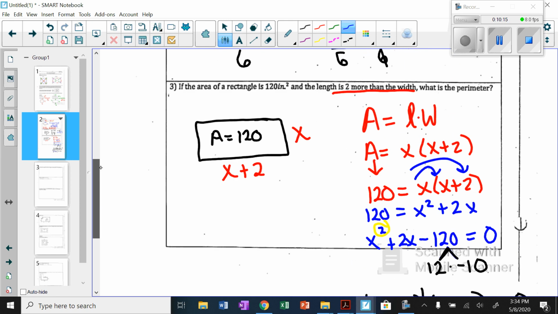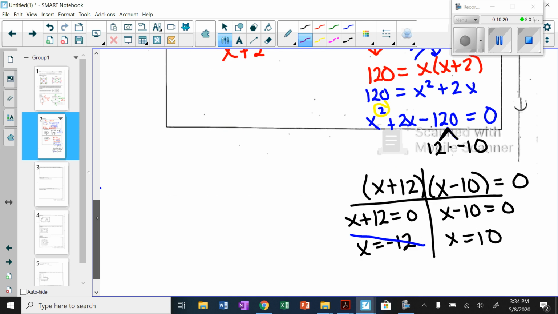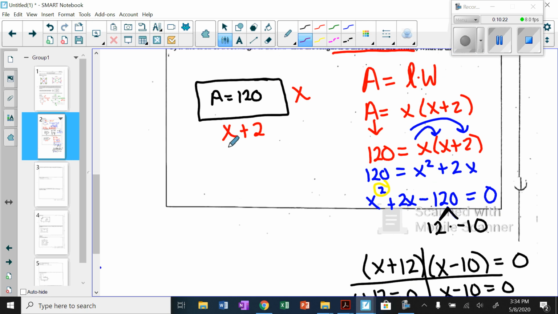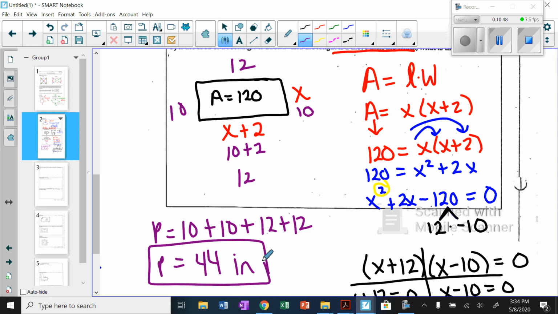And now let's go back and find the perimeter. Okay, so we know the length is going to be 10 plus 2, which is 12. And the width is x, which is just 10. So the left and right are 10, top and bottom are 12. Perimeter is going to be 10 plus 10 plus 12 plus 12. And if we add that all up, we are going to get 44 inches. Now, mind you, it's not squared because we're not finding the area. That's the perimeter.